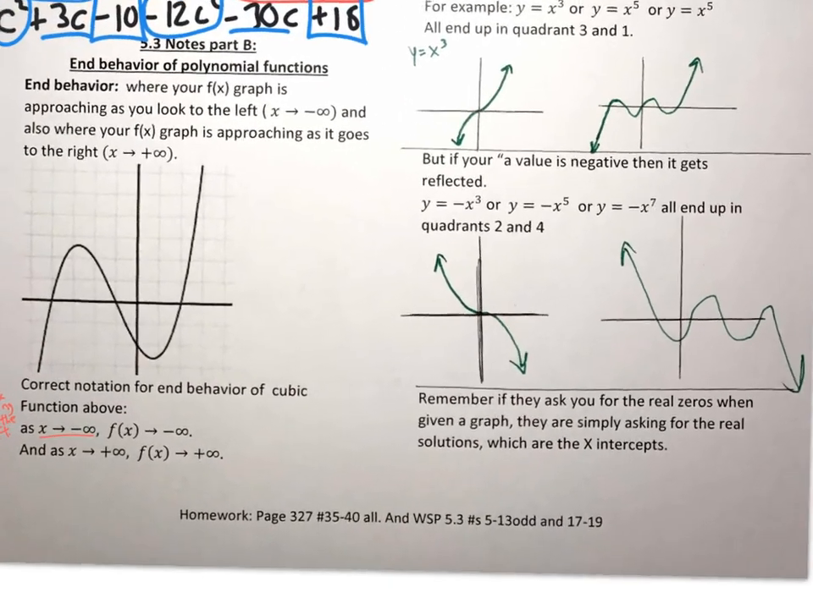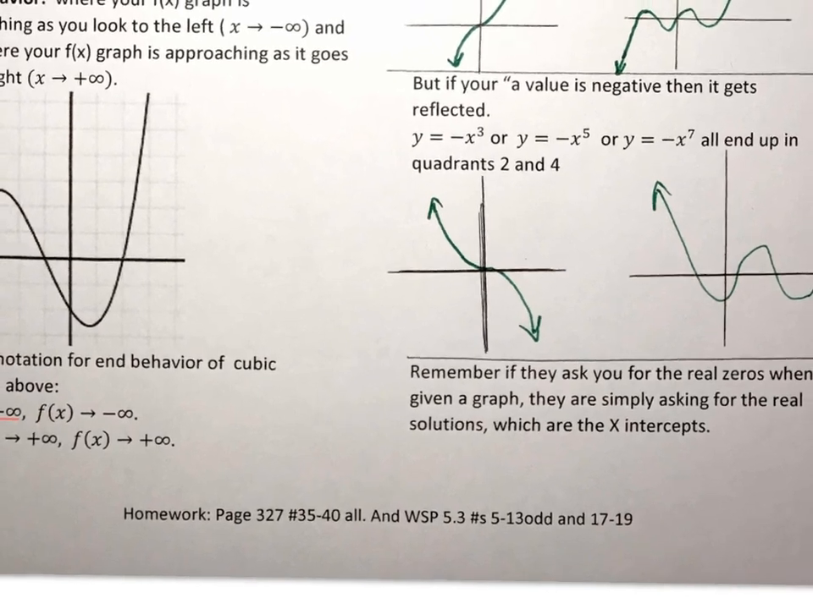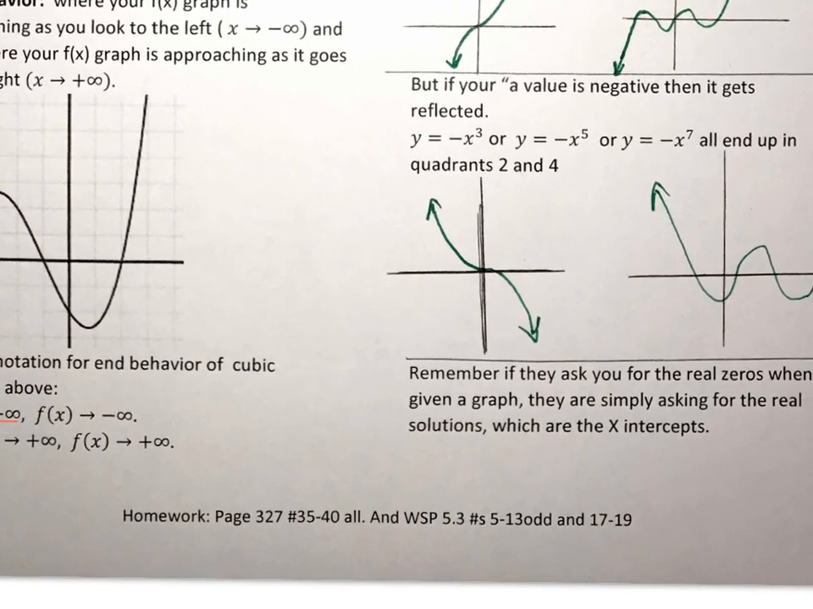We do have a homework assignment from the book, page 35 through 40 all, and also a worksheet that I'm going to hand out right now, 5 through 13 odd and 17 through 19 all.